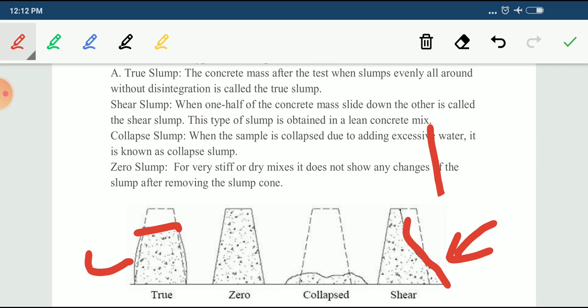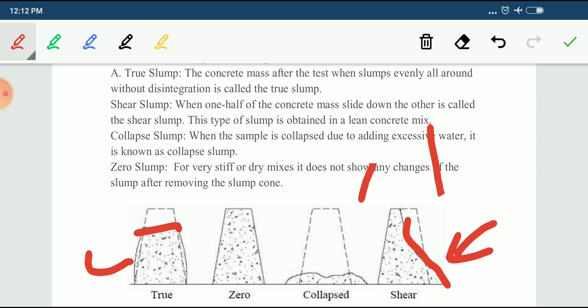Next one is collapse. When you remove the slump cone, the concrete collapses due to excess water. This is called collapse. Next one is zero slump. Zero slump means very stiff concrete. If you remove the cone, there is no settlement, meaning there is no drop in the height of the concrete. That is called zero slump.